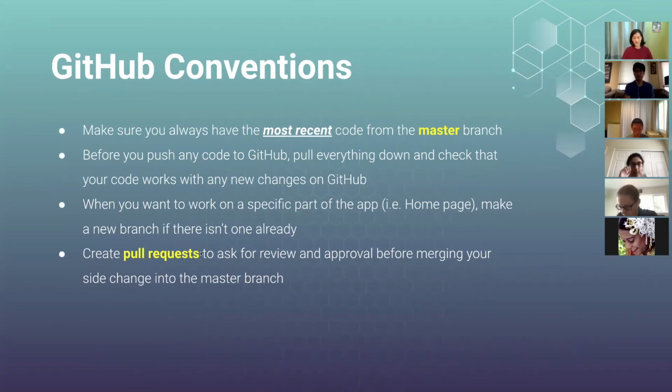And pull requests. What pull requests are is just a request to merge two branches together. If you were done with your home page branch and you wanted to add it to the master branch and make it something that everyone should have on their own project, one, you have to make sure that it definitely works with the code. And two, you have to create a pull request and ask for review and approval before you're able to merge your side branch into the master branch.